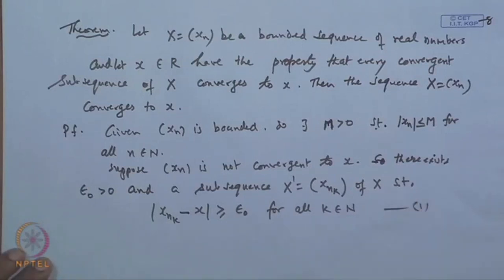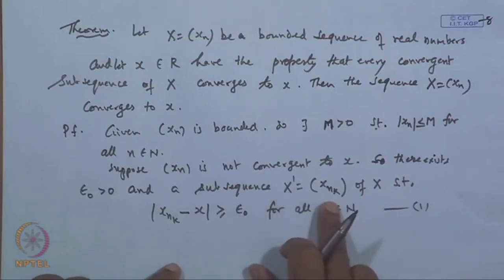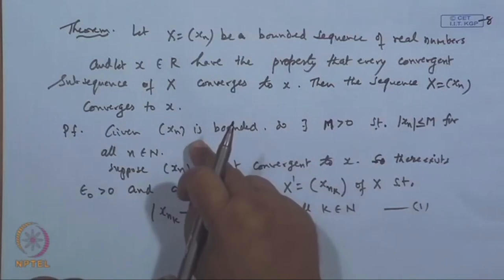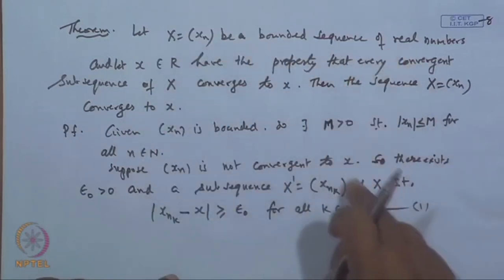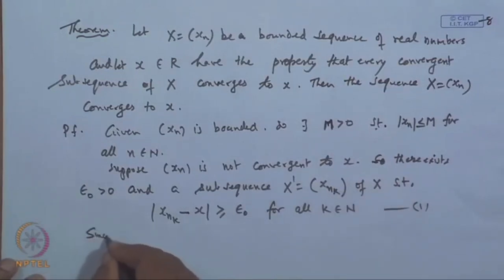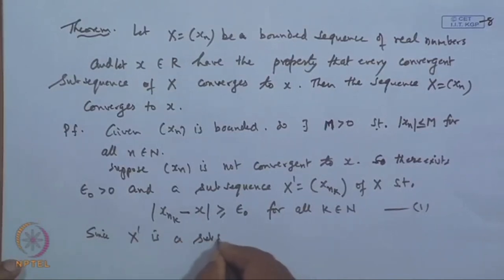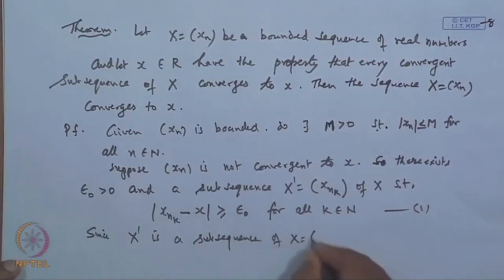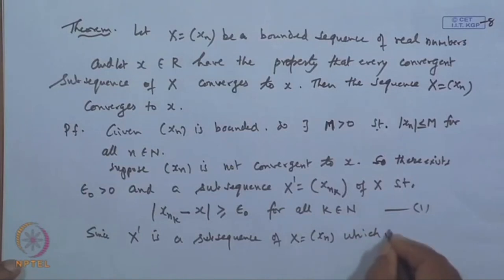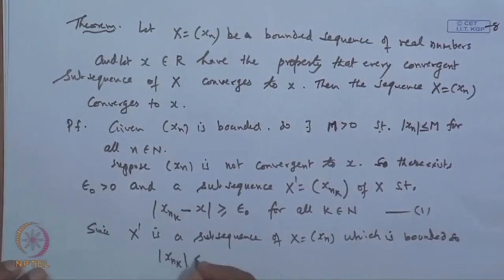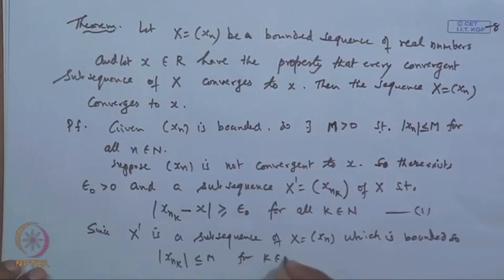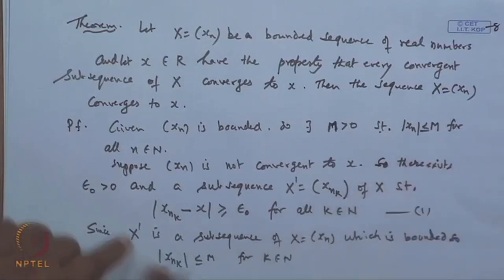Let it be 1. Now, x dash is a subsequence, and an element of x dash is also an element of x, and x is given to be bounded. So, the elements of the subsequence are also bounded. Since x dash is a subsequence of x, which is bounded, all the terms of the sequence x n k are also less than or equal to M for all k belonging to N. Now, this subsequence x dash itself is a sequence, and it is a bounded sequence.